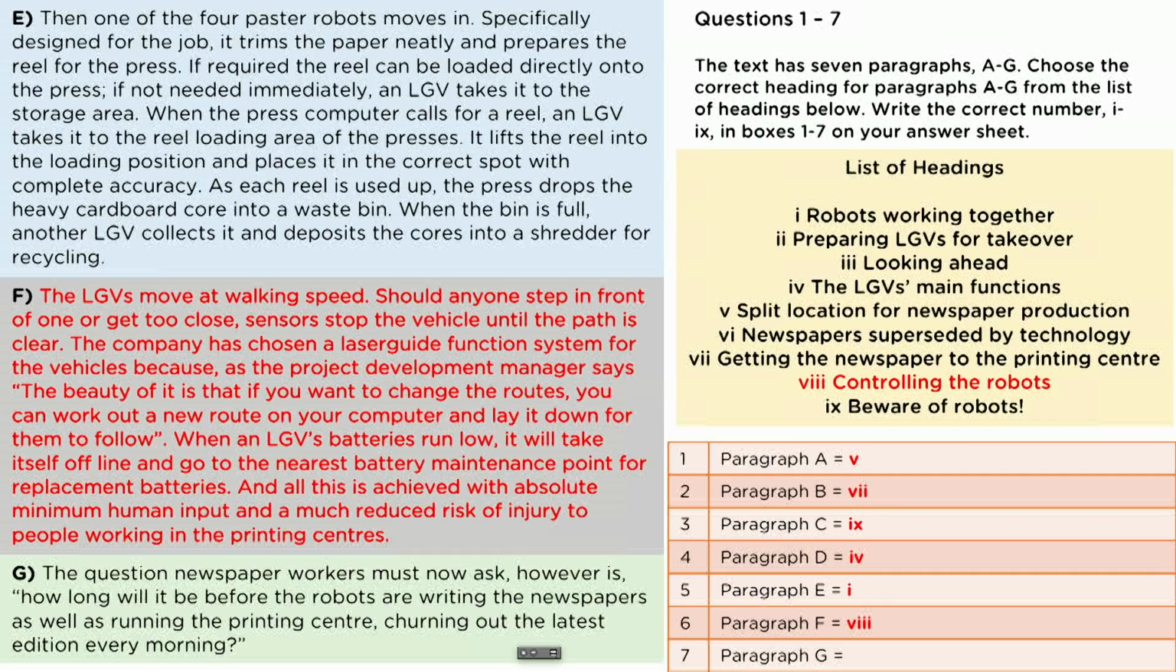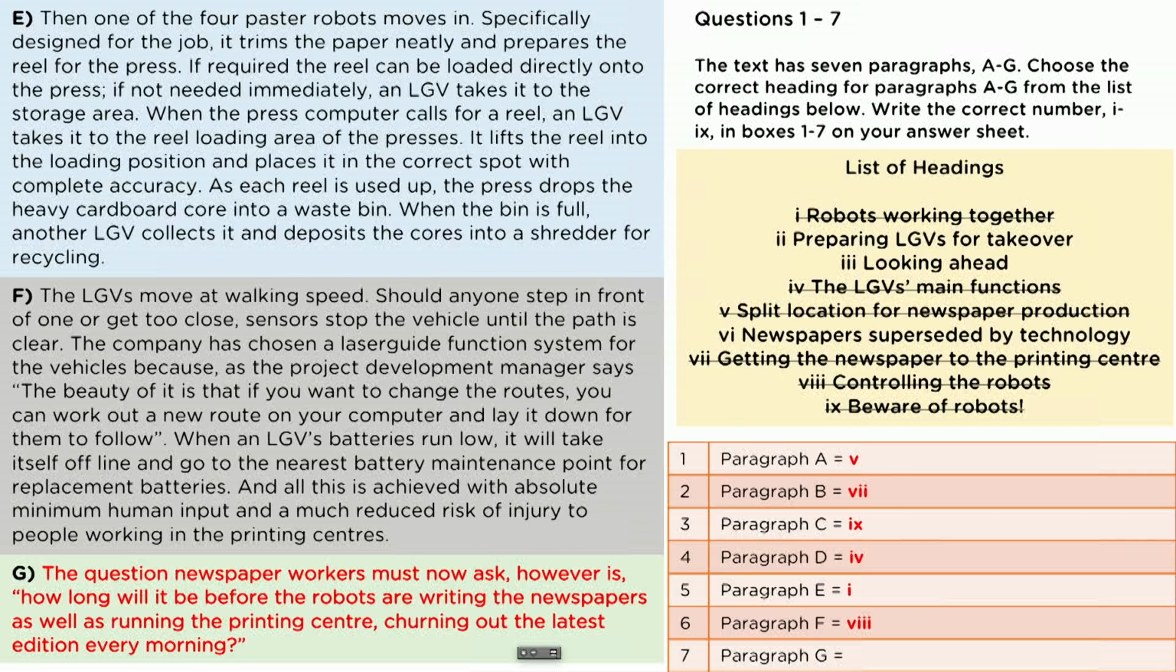G, this one's probably the easiest one. And this one you have to read the whole paragraph. The question newspaper workers must now ask, however, is how long will it be before the robots are writing the newspapers as well as running the printing center, churning out the latest edition every morning? Now we've only got a few headings left. Preparing LGVs for takeover or looking ahead. Really, let's think about those two, because number 6, newspapers superseded by technology. Well, it could be all 3 of these, in fact. It's a bit of a trick.